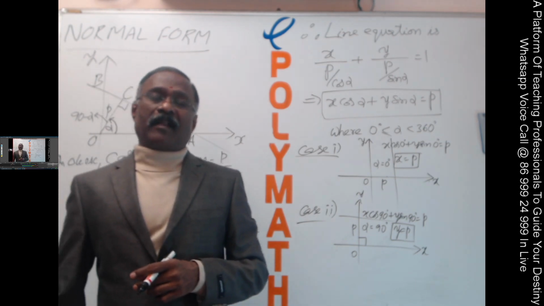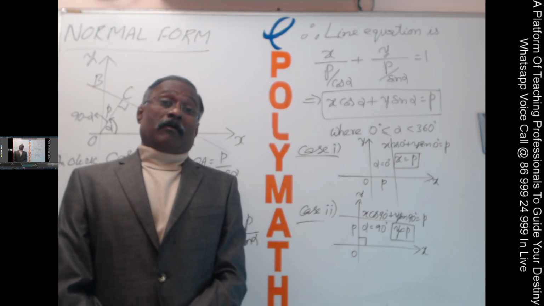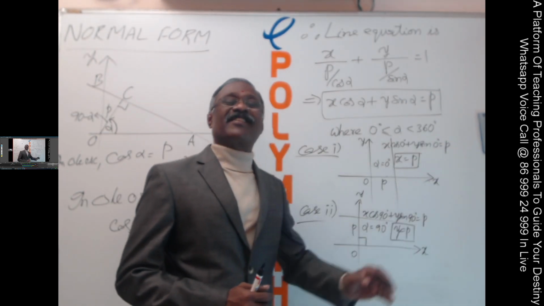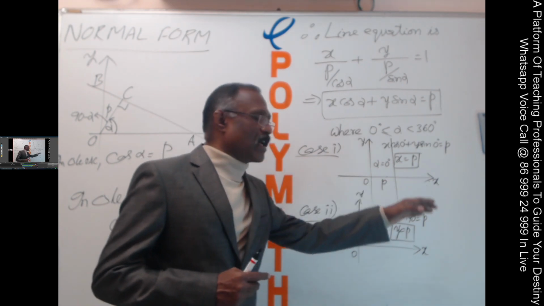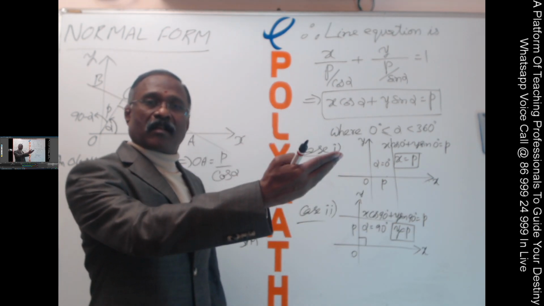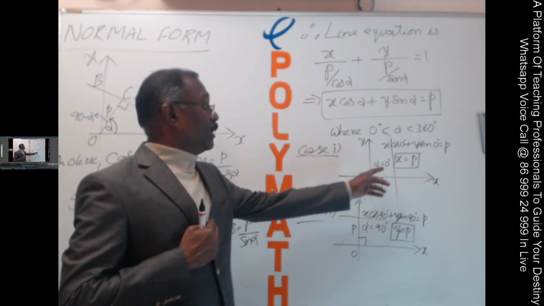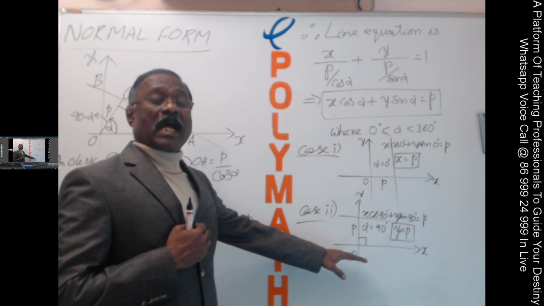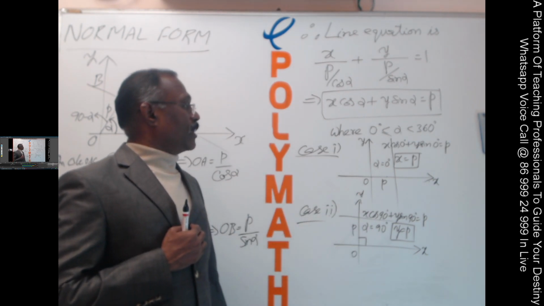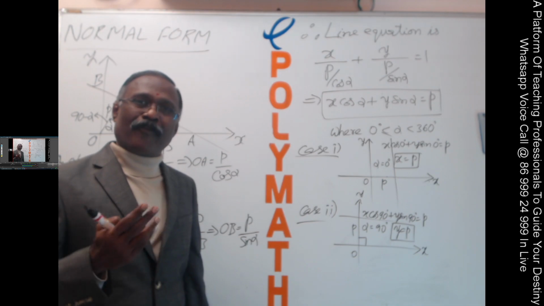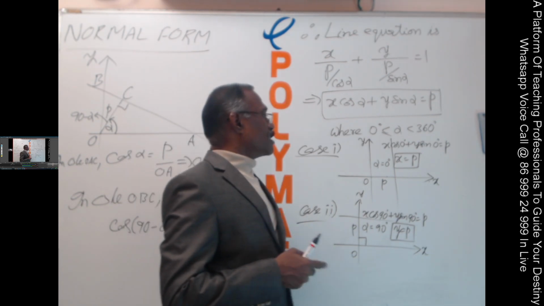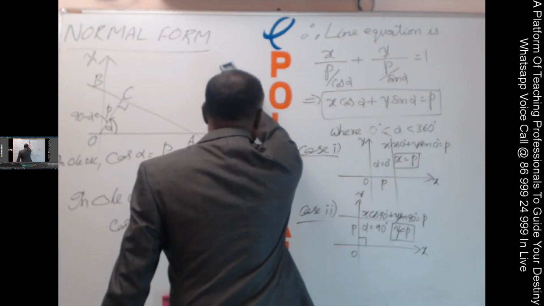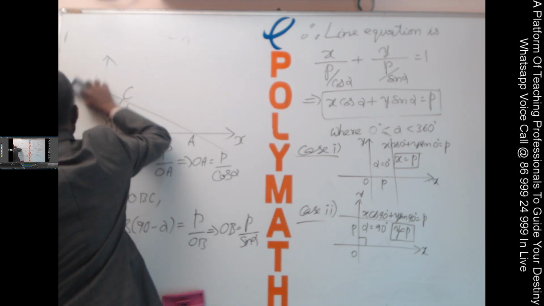So if the line is parallel to the y-axis and on the right side of the y-axis, then the line equation is x equal to p. If the line is parallel to the x-axis and above the x-axis, then the line equation is y is equal to p. Then what about the other forms? The other forms can also be understood similarly like this.